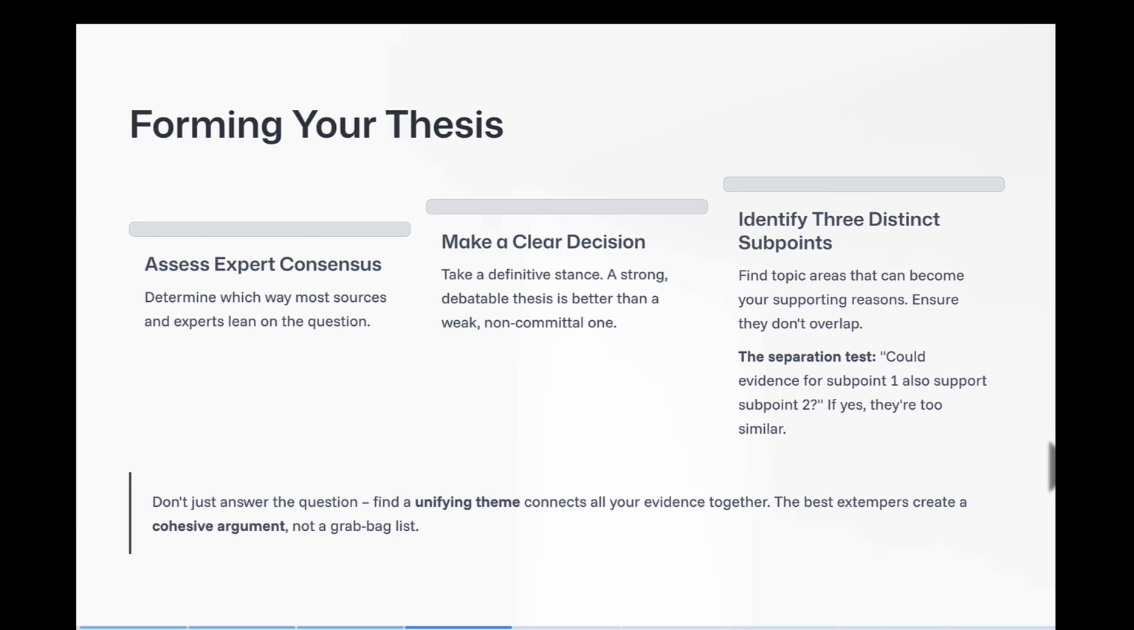You want a strong, debatable thesis, and that's always better than a weak or non-committal one, even if it's debatable. The whole point of an extemp is you are giving a hot take, and you're going to be defending it. So lean into that hot take. And you obviously want to be finding 3 topic areas, or reasons, that you're going to turn into your subpoints to organize the speech.